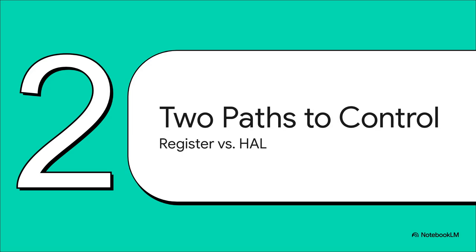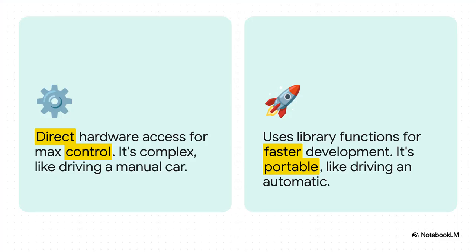So when you're ready to start controlling that hardware, you basically come to a fork in the road. There are really two main philosophies for how to do it, and each one has its own pretty distinct pros and cons. And this slide just lays it out perfectly. On one side, you've got register-level programming. The best analogy for this is driving a manual car. You have total, absolute control. You get maximum performance, a real feel for the road, but it's way more complex.